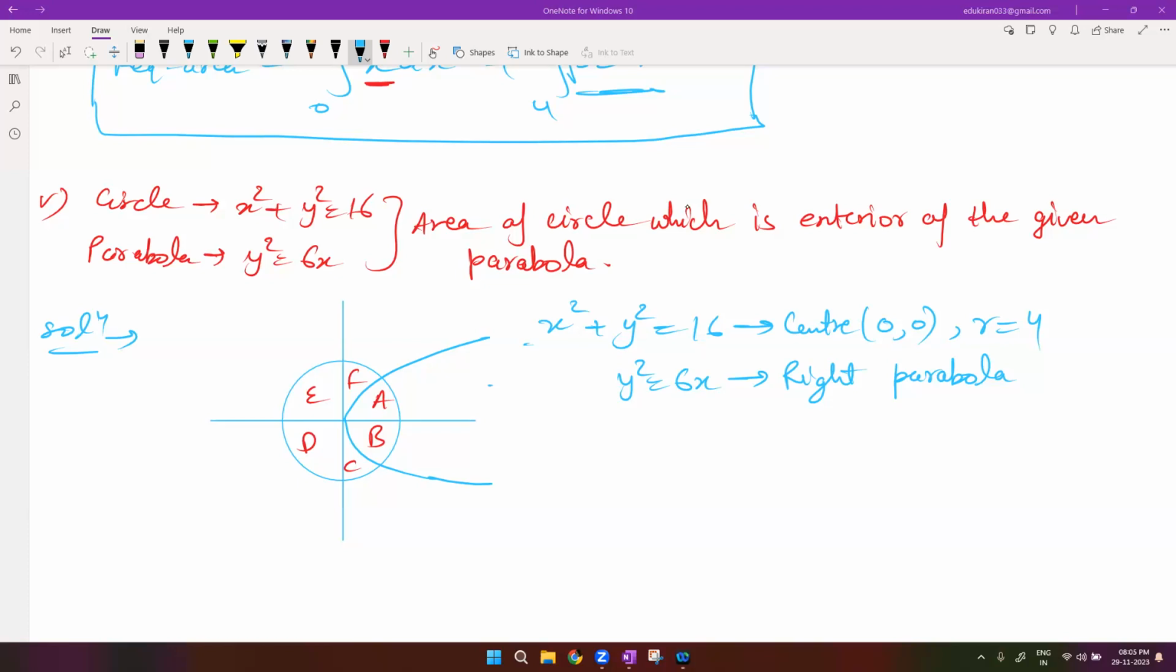They have said, look, area of circle which is exterior of the given parabola. Exterior of the given parabola means the area between circle and parabola is this. The area between circle and parabola is A and B. This portion is the area between A and B. Or we can also say the area of the circle which is interior to the parabola. Interior to the parabola means which is lying inside the parabola. So this area is the area of the circle which is interior of the given parabola, and this FEDC is the area of the circle that does not lie in the parabola, that is exterior to the parabola.